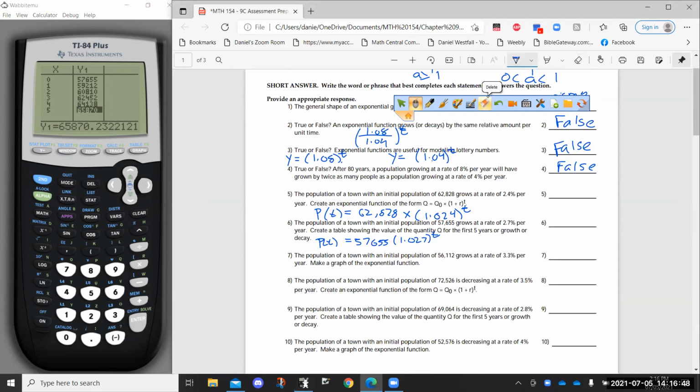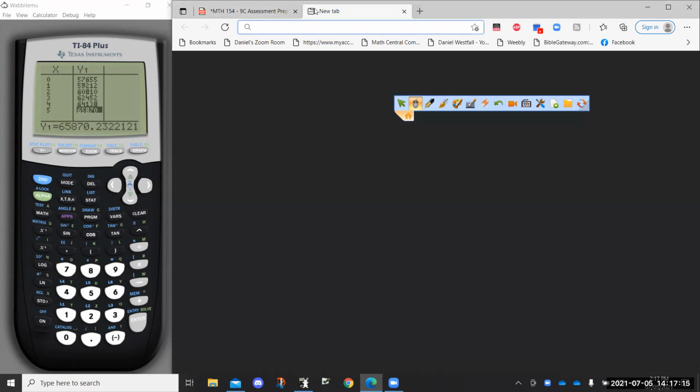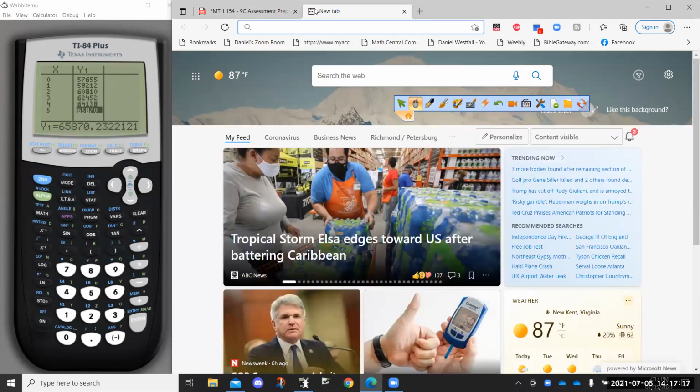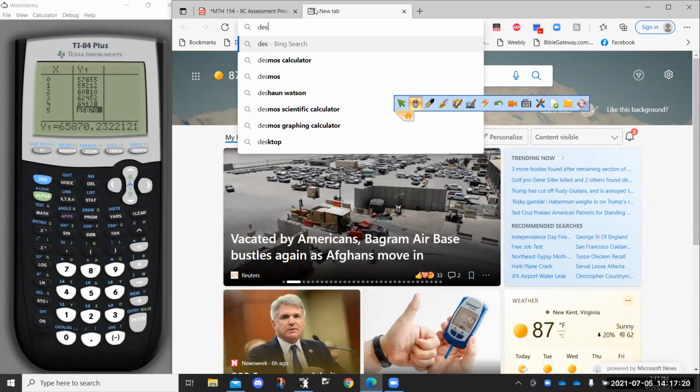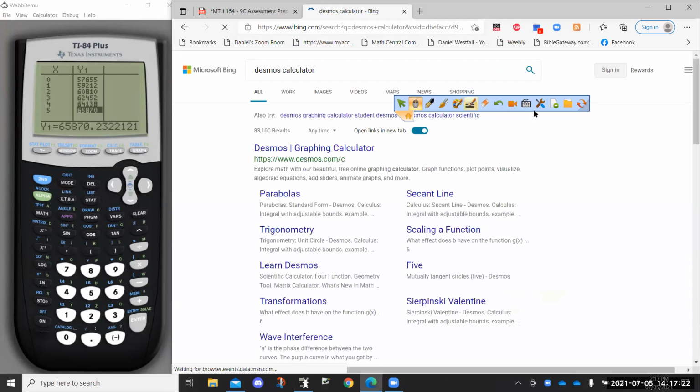The population of a town with an initial population of 56,112 grows at a rate of 3.3%. So they want you to make a graph of that. Well, okay, I'm going to do that in Desmos because I don't trust my calculator to make a good graph of that that you're going to be able to see.